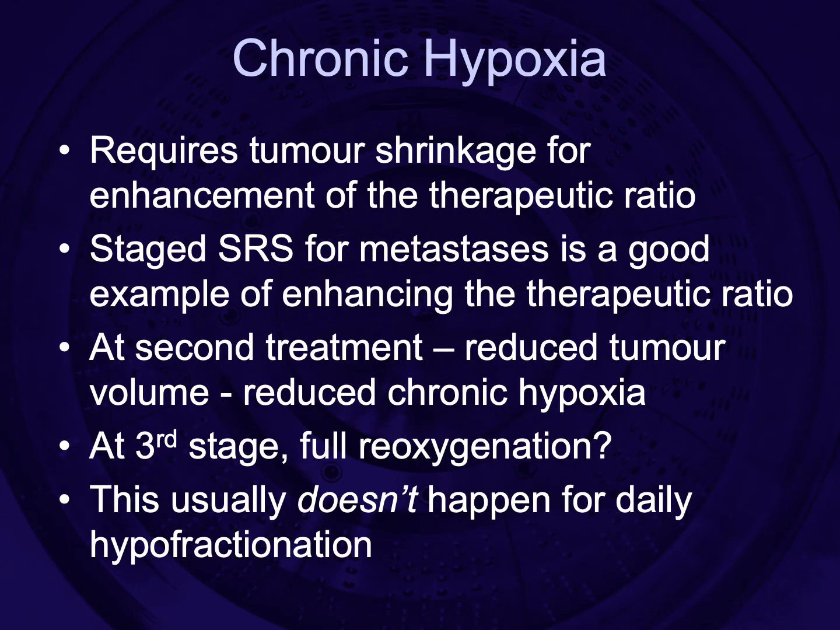So let's look at chronic hypoxia now. That requires tumour shrinkage in order to resolve that chronic hypoxia. And staged SRS for metastases is a very good example of enhancing that therapeutic ratio, because at the second treatment, the tumour has reduced in volume, resolving some of that chronic hypoxia. Perhaps at the third stage, we get full re-oxygenation. That doesn't normally happen for daily hypofractionation.